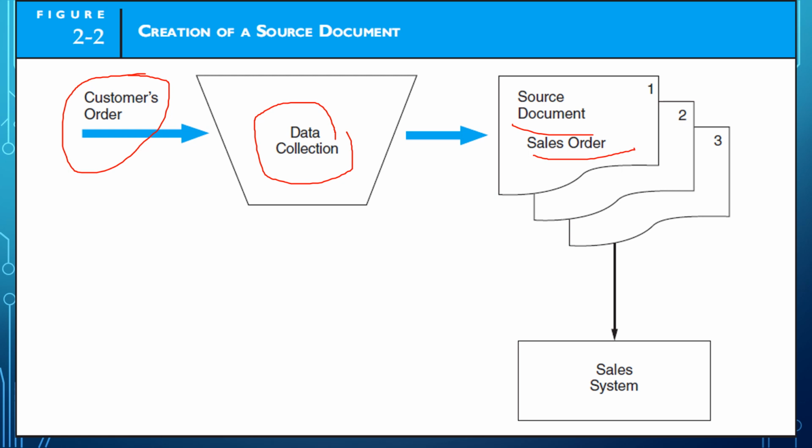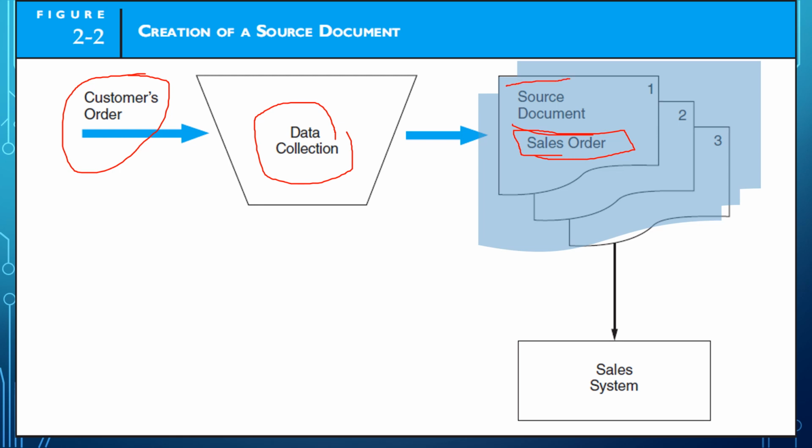This source document, we call it the sales order. This is considered a source document, and it supports the transaction of the customer order. So the customer order is the event, and the supporting document produced by the internal system is the sales order. Then the sales order will be sent to another system to process, which is the sales system.